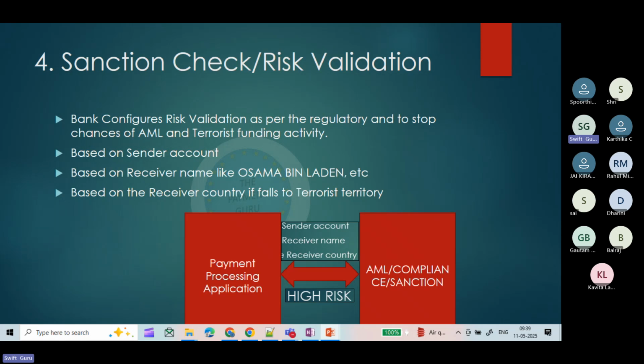Tell me, Kartika. Yeah, so this AML is a separate system, right? It doesn't go via core banking. Correct, it is a different application. For example, Firco Continuity is one of the popular example applications which performs this validation.